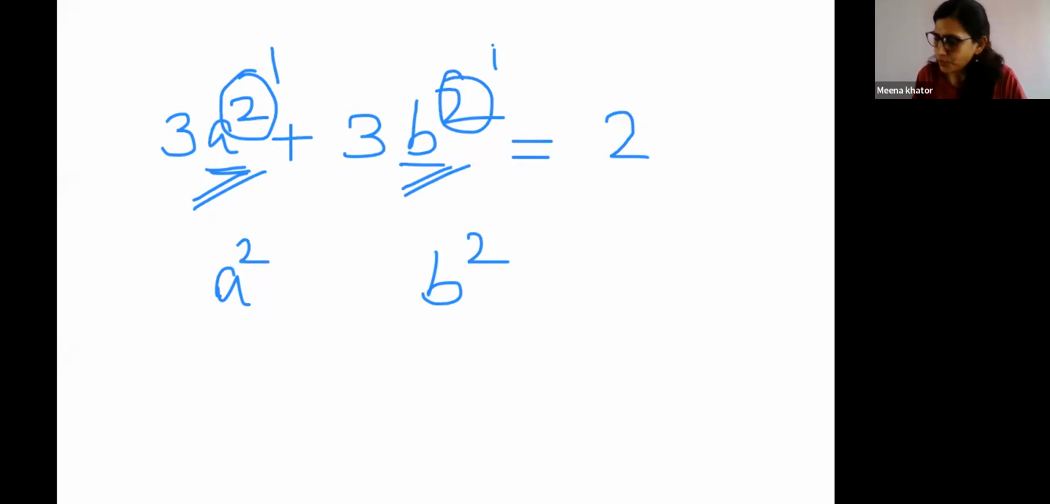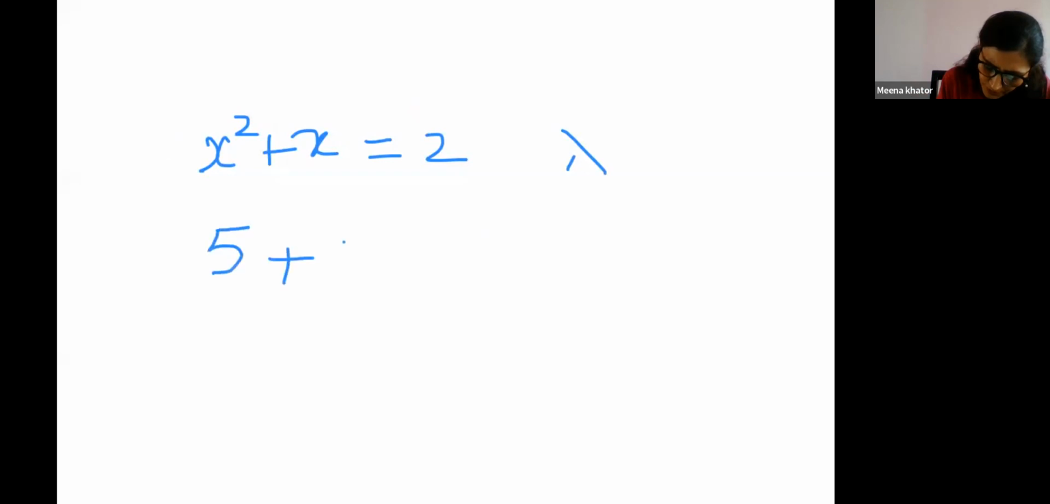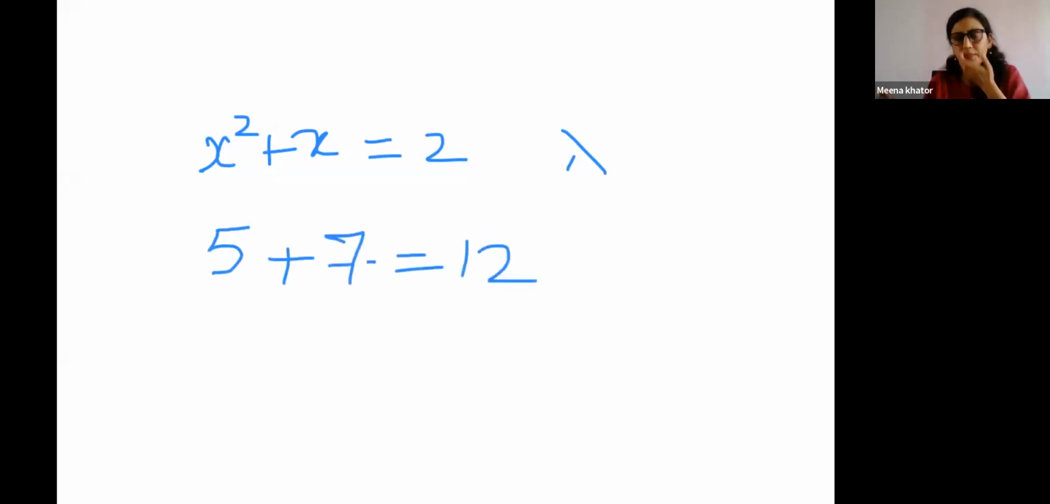So let me ask you, x square plus x is equal to 2. Is this a linear equation? No. This is no. Good. So this is not a linear equation. Okay, if I write 5 plus 7 is equal to 12, is this a linear equation? Mixed answers. Somebody saying yes, somebody saying no.